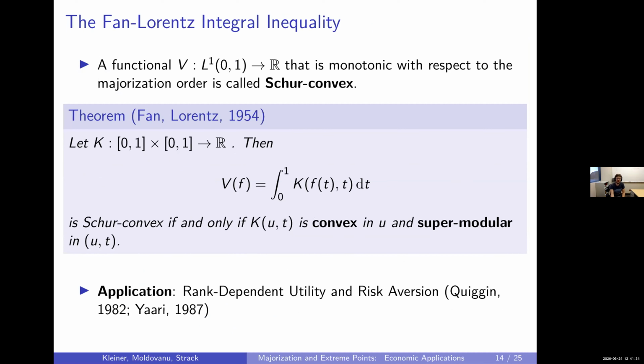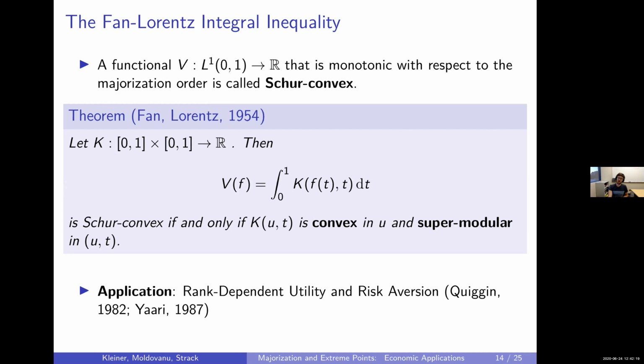Okay, now, the first thing is an old result, and it turns out to be very useful for the problems that we're looking at. So majorization defined on the set of non-decreasing functions is a partial order. And you could wonder, when is a function monotone with respect to this partial order? A functional that is monotone increasing with respect to the majorization order is historically called Choquet-convex. And the following result, essentially an inequality due to Fan-Lorentz, characterizes a class of functionals that are Choquet-convex.